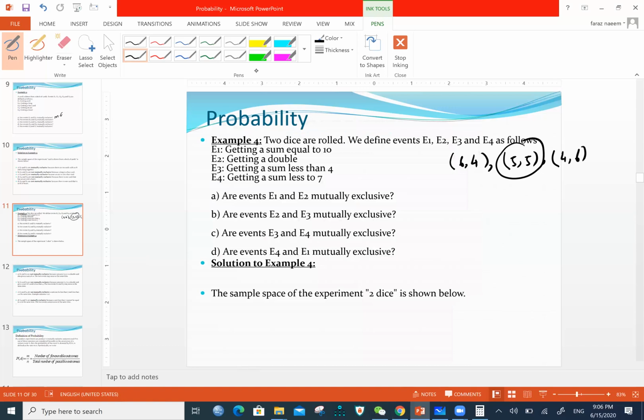E2 and E3. Getting a double, getting a sum less than 4. Less than 4 means 2 and 1, 1 and 2, 1 and 1. Now again you are getting a double and its sum is less than 4. So it is not mutually exclusive. Are you getting my point? Is that clear? Please tell me.